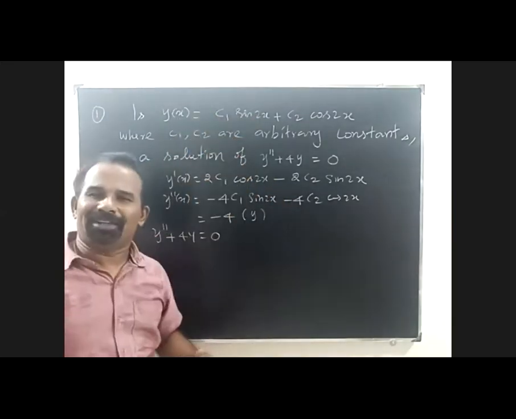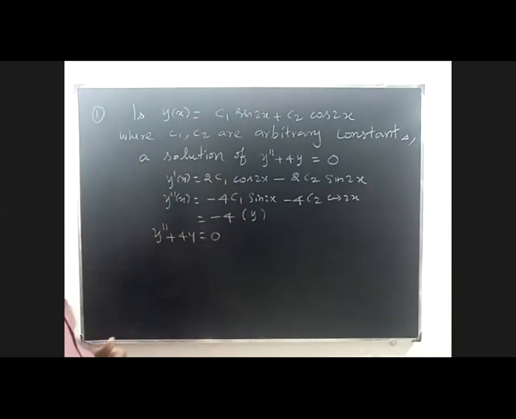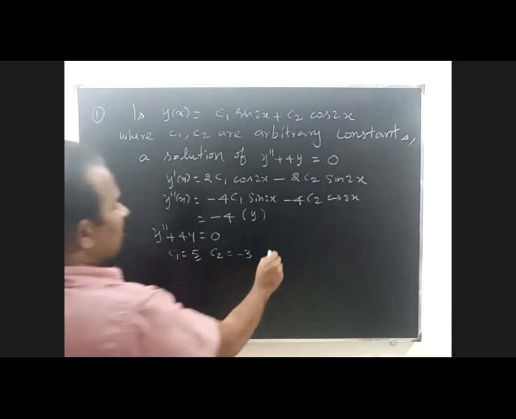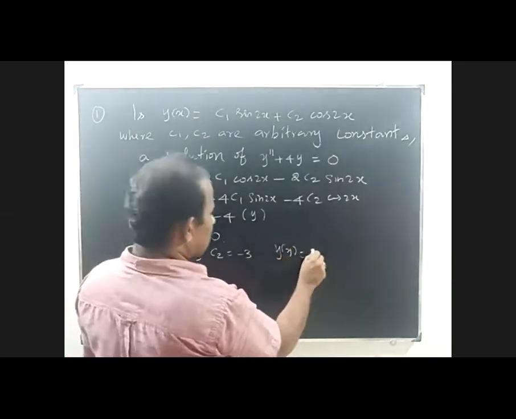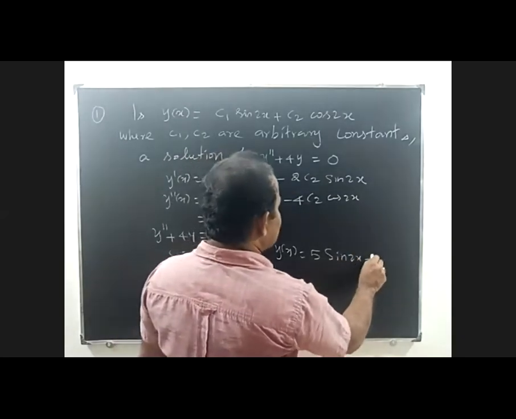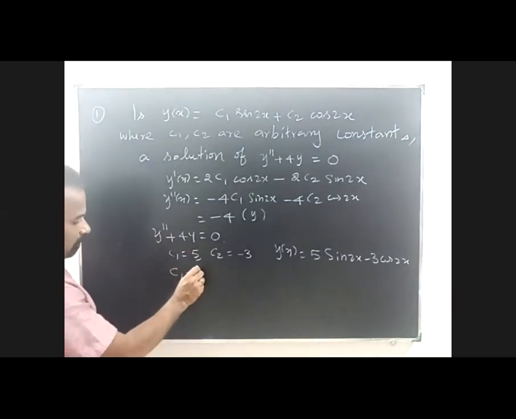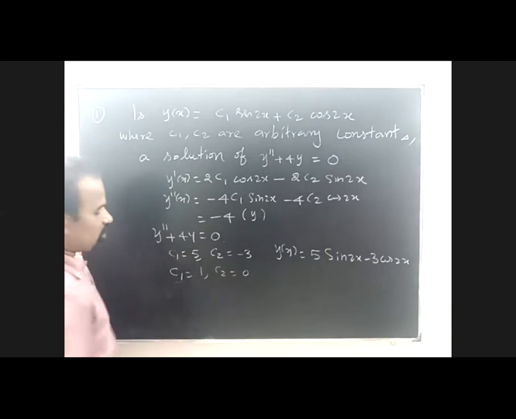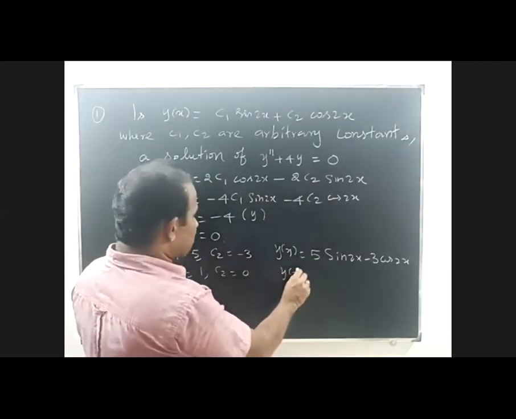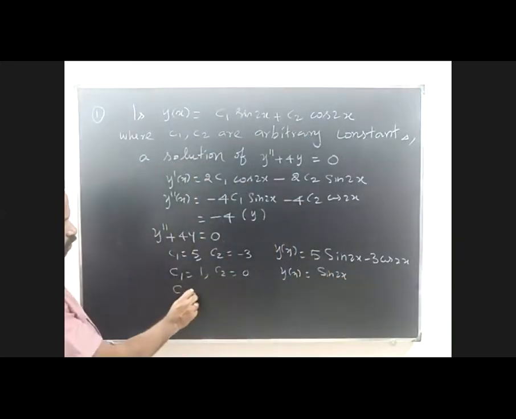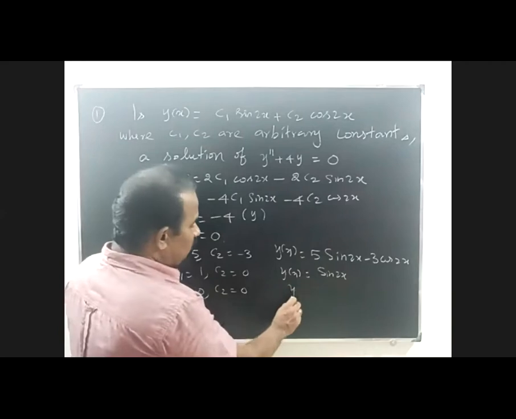Now, the particular solution is one of the solutions. That's simply saying one of the solutions. Suppose let us take C1 is equal to 5 and C2 is equal to minus 3. You will be getting y of x is equal to 5 sin 2x minus 3 cos 2x. Suppose I am taking C1 is equal to 1, C2 is equal to 0, you will be getting y of x is equal to sin 2x. Suppose C1 is equal to 0, C2 is equal to 0, you will be getting y is equal to 0.